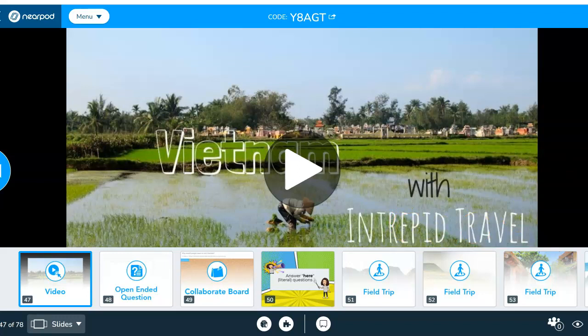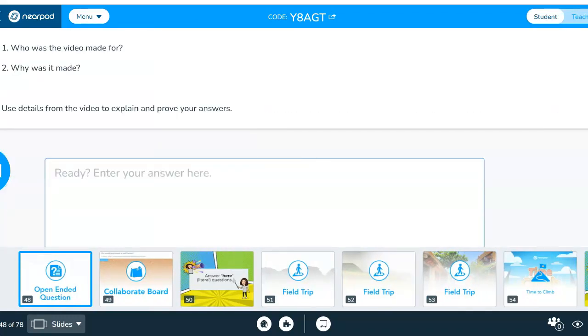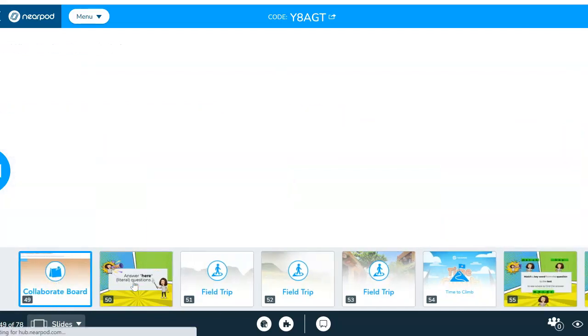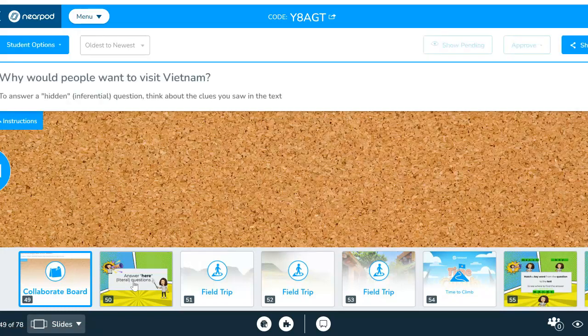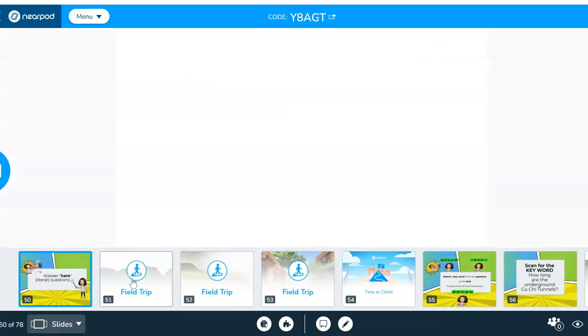You can also put questions along the way and watch whether they're responding so you can see if they're engaged in the video. So again, just another open-ended question. Who was the video made for? Why was it made? Use details from the video to explain and prove your answers. And a collaborate board where everybody gets to share ideas and put a heart on somebody's or put a reply underneath, and having a think about the different clues that they saw in the text.